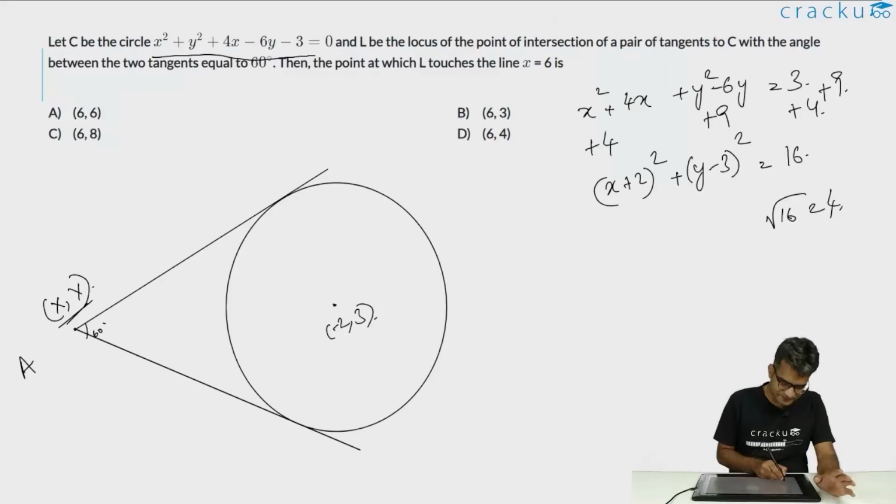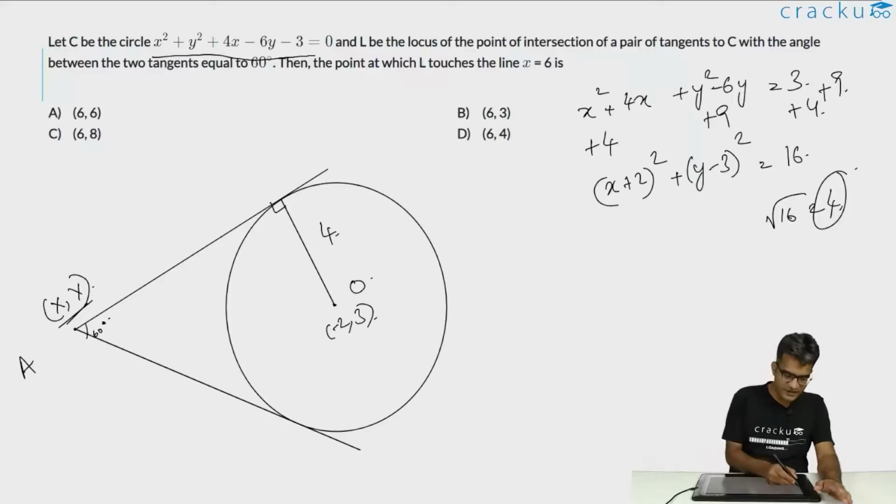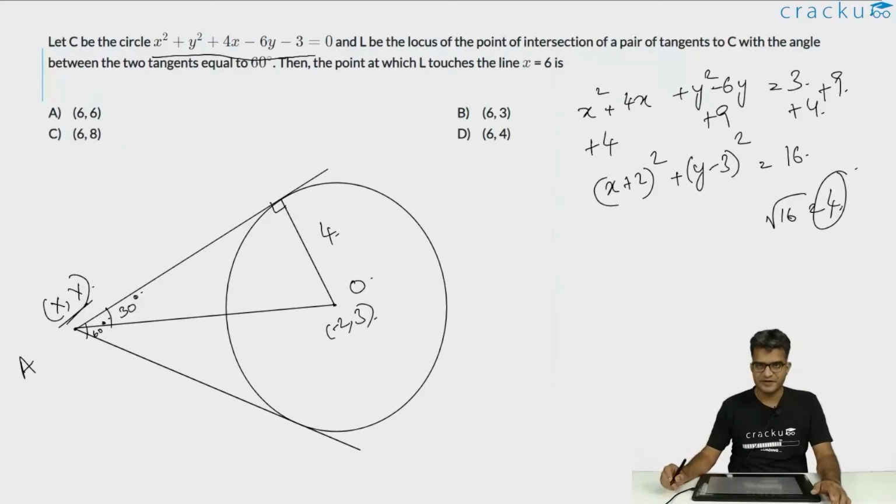And if you join the center to the point of intersection of the tangent and the circle, this will be 90 degrees. The radius of the circle we know is 4 units. So this is 4. If the center is O, join A to O. Because the tangents are intersecting at 60 degrees, this angle over here will be half of it, which is 30 degrees. Therefore, the length of AO will be 8 units.